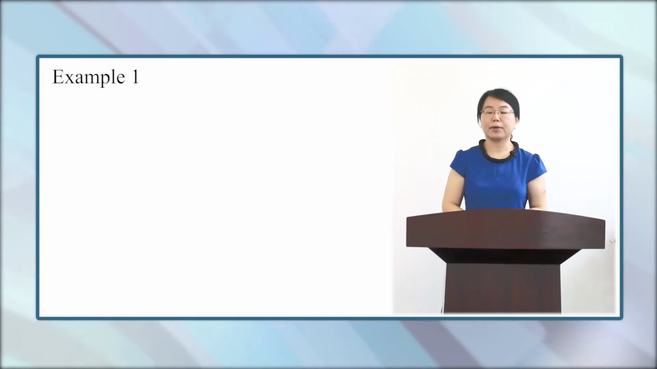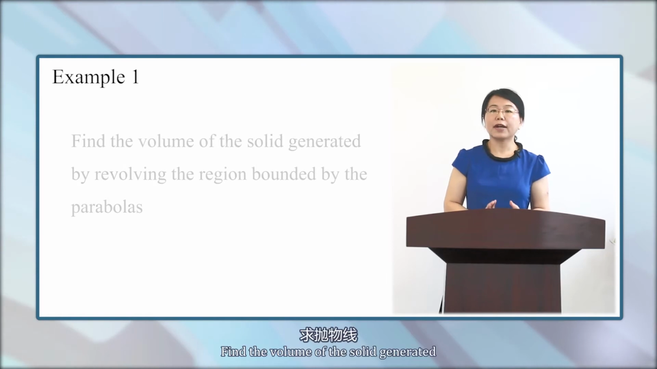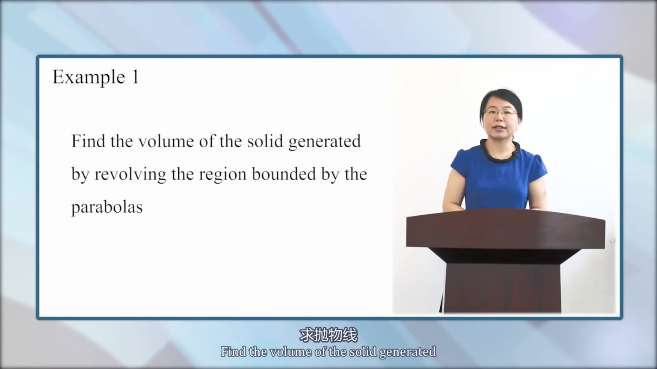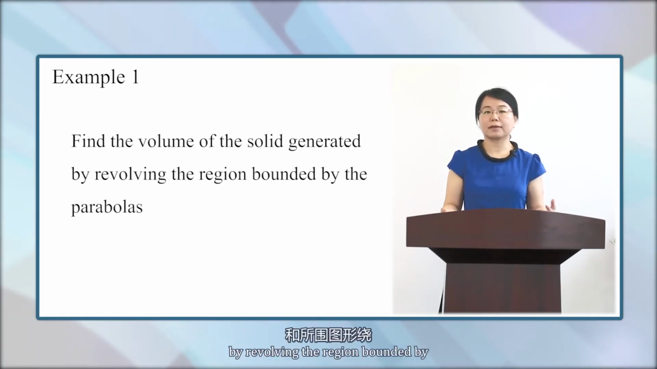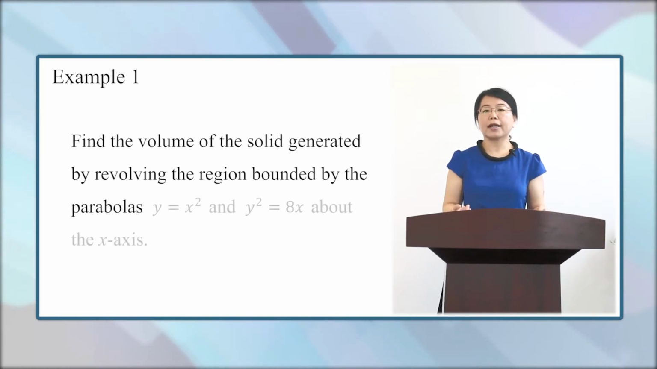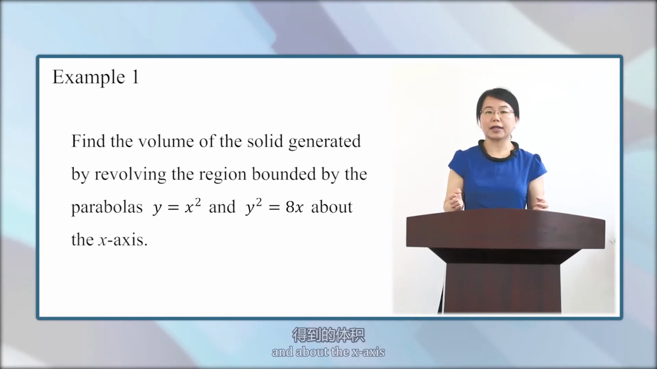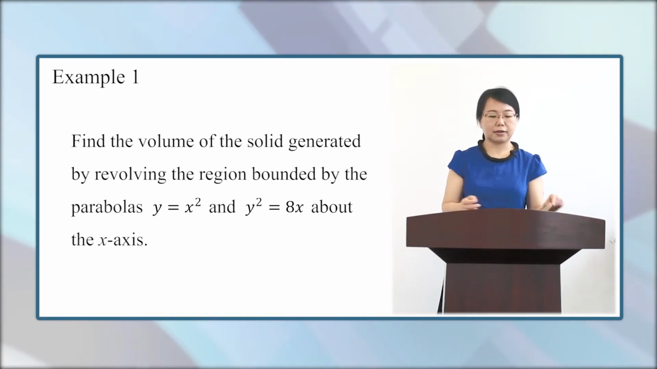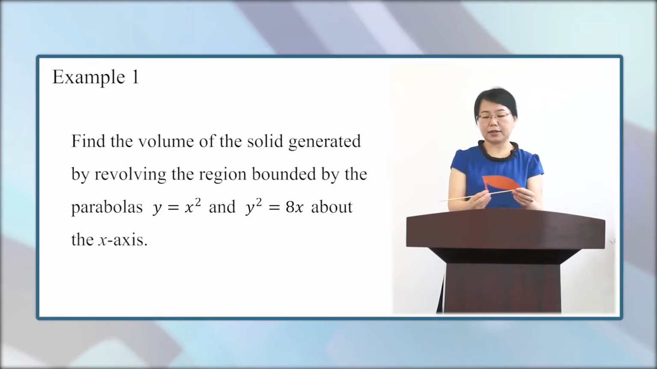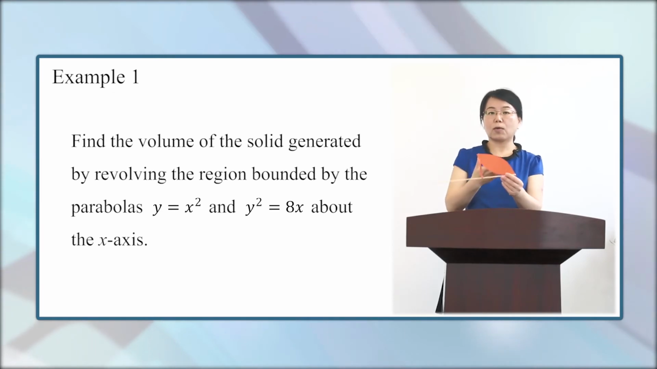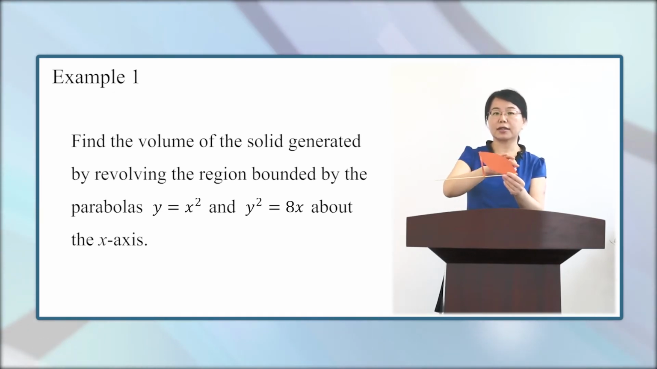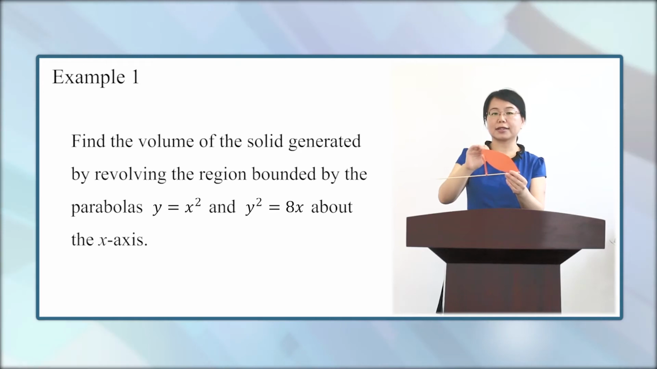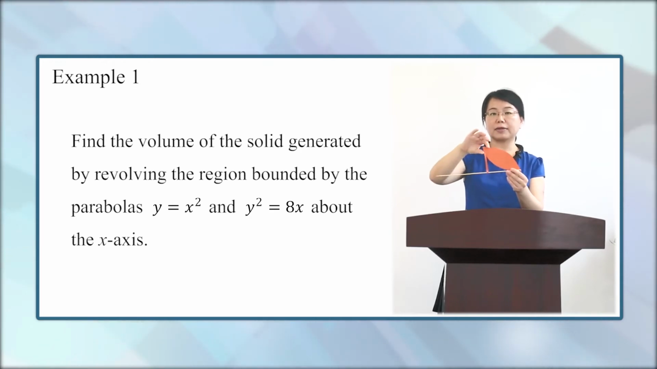Now let's see the example. Find the volume of the solid generated by revolving the region bounded by the parabola y is x squared and y squared is equal to 8x about the x-axis. So the function is kind of like this: y is equal to x squared and y squared is equal to 8x. So the region is about this region.